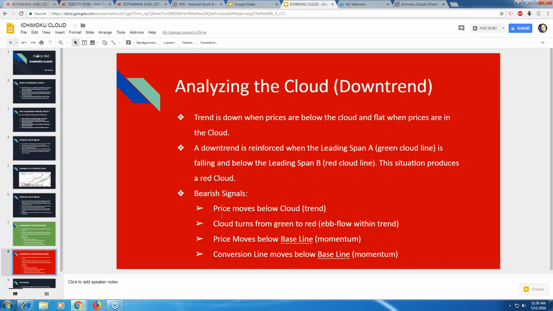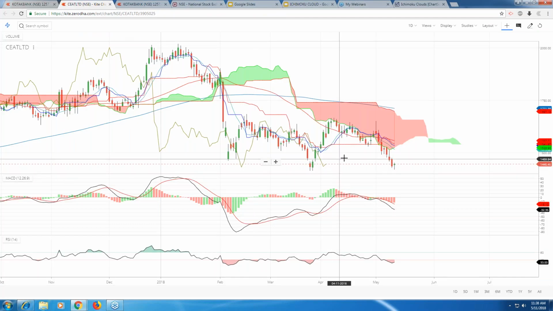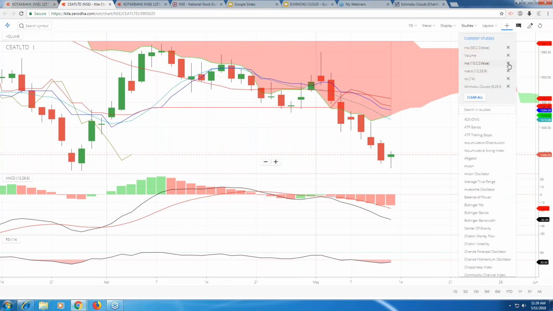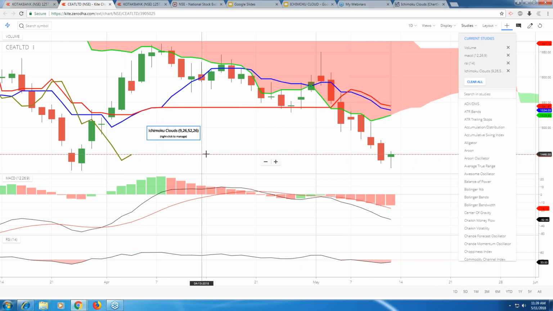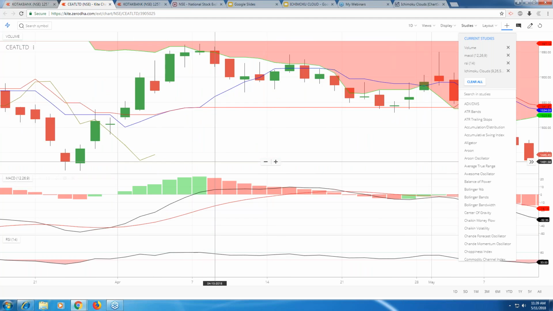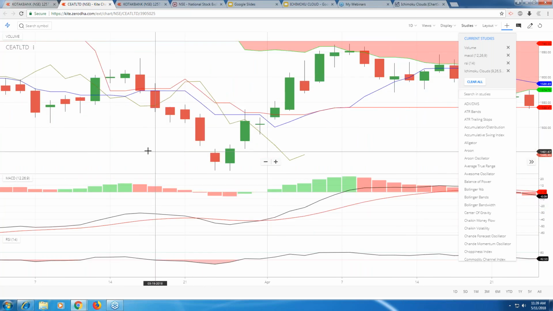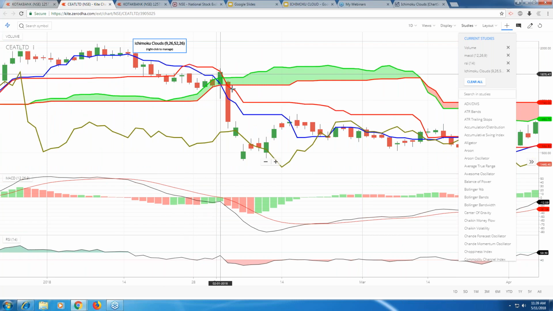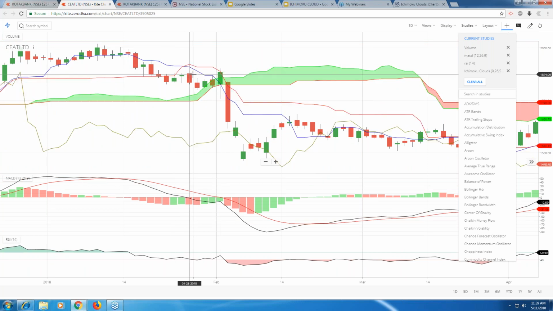What are the bearish signals? The price is below the cloud, the cloud turns from green to red, the price moves below the baseline, and the conversion line moves below the baseline. You can see from here, the conversion line moves below the baseline. Right, this is the conversion line. I have a lot of indicators here, so let me remove all of them so that you can see it more clearly. So basically when the conversion line falls below the baseline, see here, the conversion line has fallen below the baseline, right? The red one is the baseline, the blue one is the conversion line.